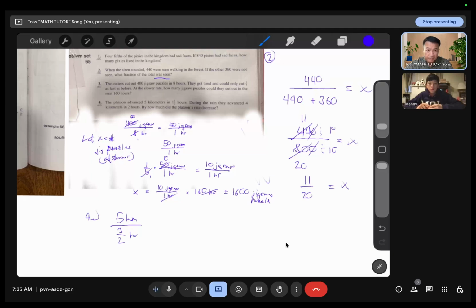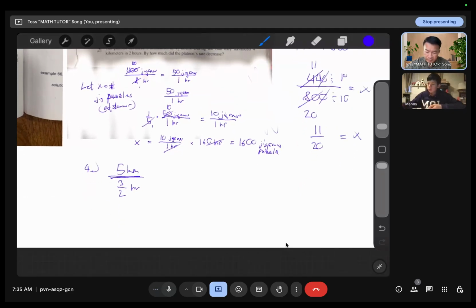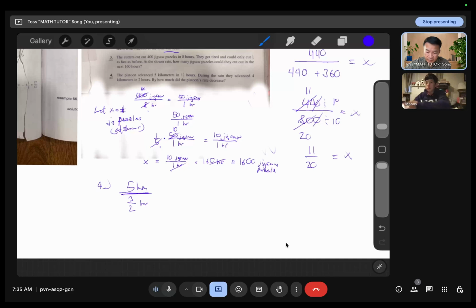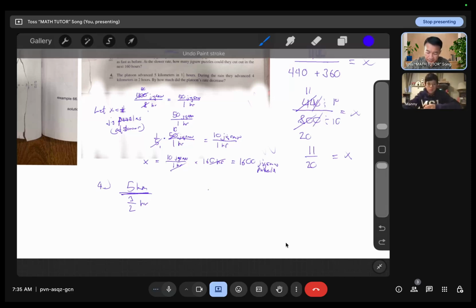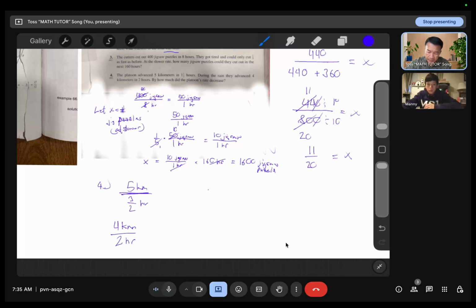hours. Is this okay for now? The main division is here. Versus, I'll do the other one. Versus 4. I'll put it over here. We're going to simplify each one. 4 km divided by 2 hours. So we got 2 rates.